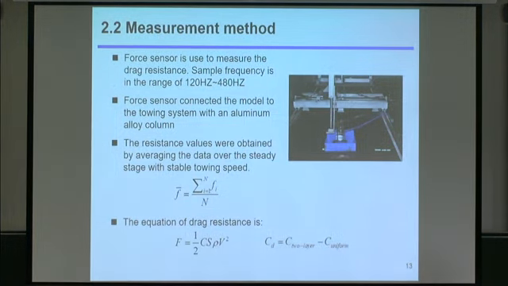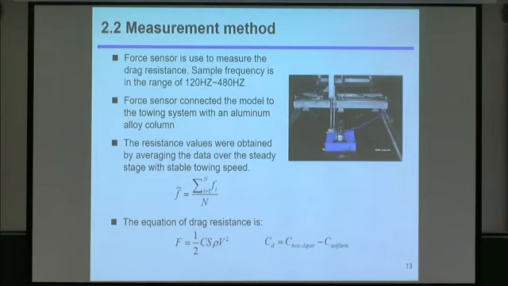Next, how to measure. I use the force sensor to measure the drag resistance. The force sensor is here. The sample frequency is in the range of 120 Hertz to 480 Hertz. It depends on the towing speed. The force sensor here connected the barge and the towing system. So when the towing system is moving, we can get the force sensor's data as a time series.